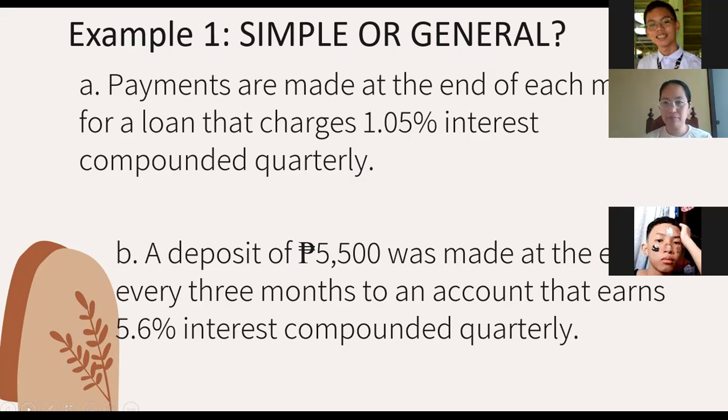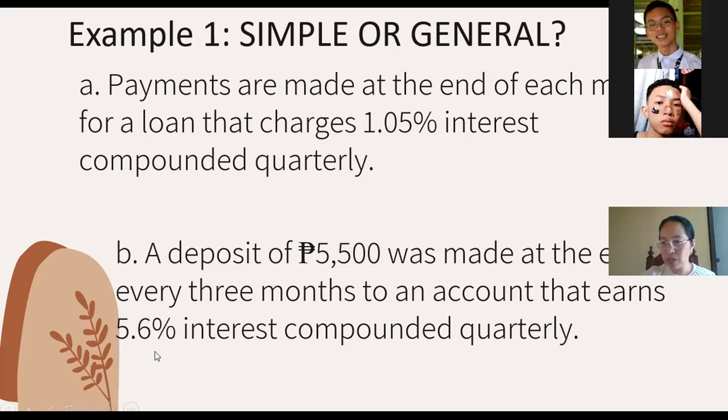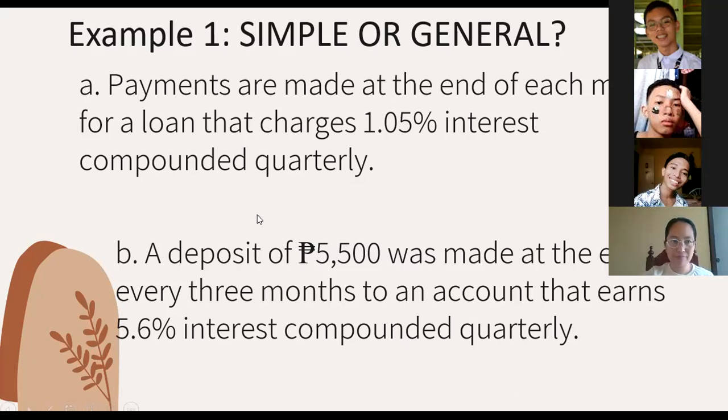Anyone? Yes, Willard. Simple annuity po. Why? Because the deposit was made at the end of every 3 months po, and the interest is compounded quarterly po, which is equal to every 3 months din po in a year.